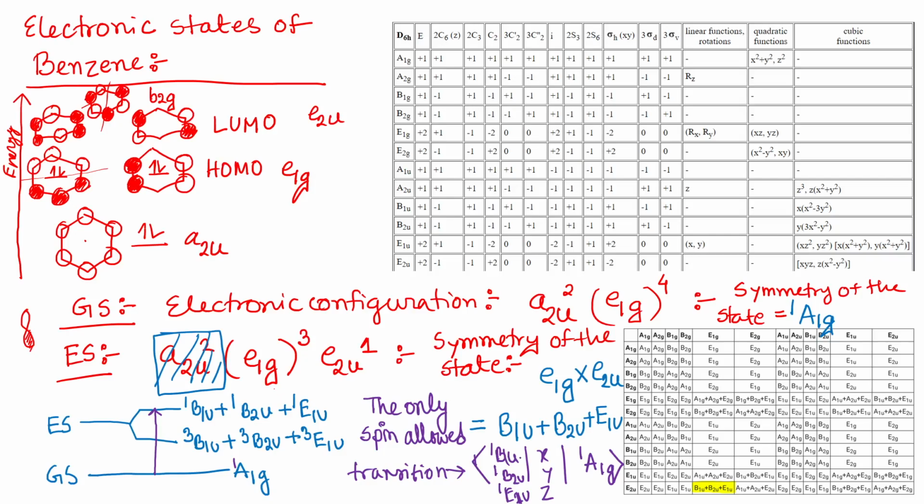My transition moment integral will be non-zero when the product of the initial state, the operator, and the final state is totally symmetric. The initial state is symmetric, but the final state should have the same symmetry as your x, y, z. Your x, y has E1u, and z has A2u. So let me write it here also.